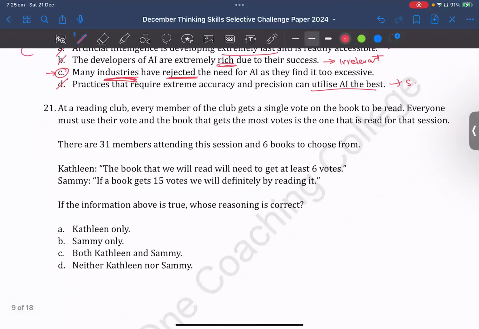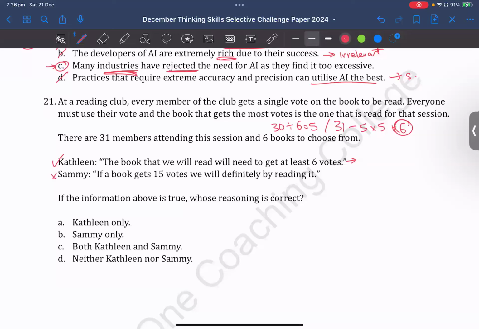So moving on, at a reading club, every member of the club gets a single vote on the books to be read, and the one that's read for that session is the one that gets the most votes. 31 members, 6 books to choose from. Now, Kathleen says the book that we will read needs to get at least 6 votes. That is correct, because the whole idea is that, okay, we can get 5 for every single book, but that last one, because 30 divided by 6 gets me 5. So, an equal split, but remember, there's 31, which means you can do 5 of 5, and then that's 6. It's still the majority. So because of that, Kathleen is correct, and Sunny is incorrect.